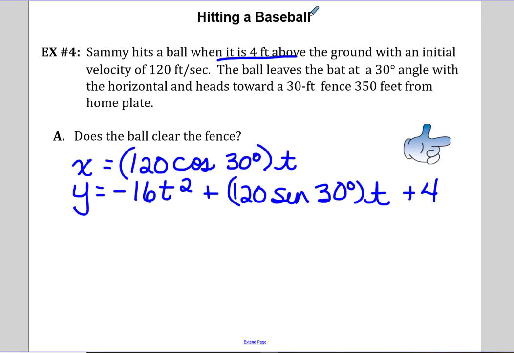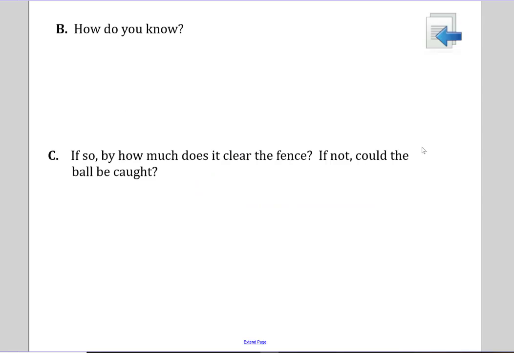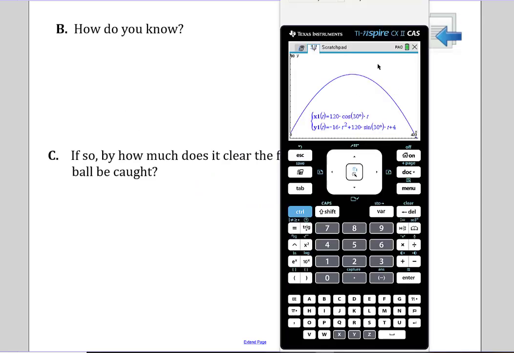Now let's go on and graph those with our calculator and take a look at what happens there. So my picture is going to look like this. The equation was entered: 120 cosine 30 degrees times time for the horizontal distance, and negative 16t squared plus 120 sine 30 degrees times time plus 4 for the vertical distance. So we want to know if the ball is going to hit the fence or not. And the fence was 350 feet from home plate.